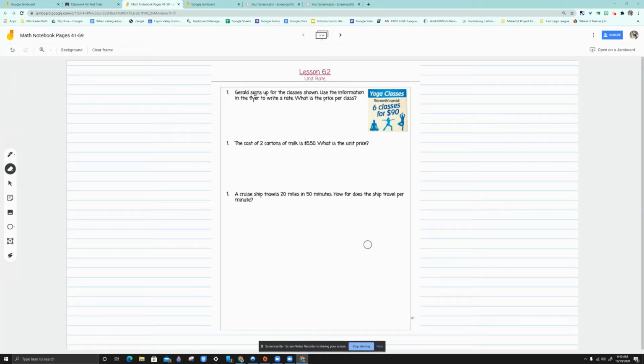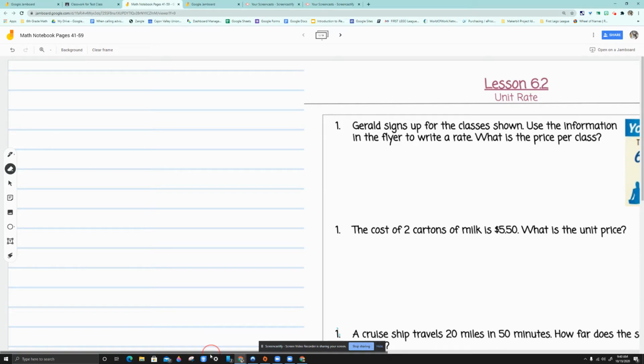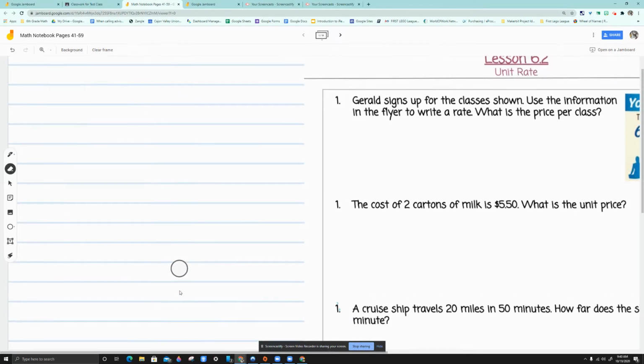Thank you for taking notes with me today. We're on page 41 of our math notebook, and we're going to be taking a look at these examples here for lesson 6.2 about unit rate. Now, we've discussed unit rate on several occasions, I believe, in class and in notes, but I want to give you the definition again because this is what we're talking about in these next few pages. So unit rate, this is a really important vocabulary word in math.